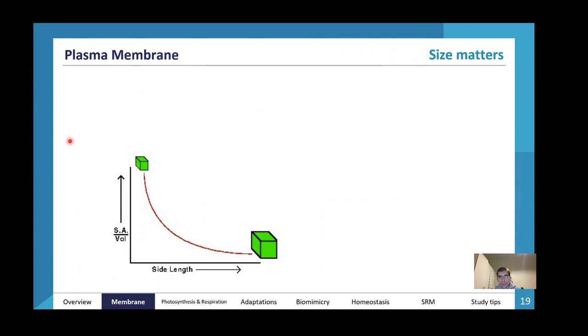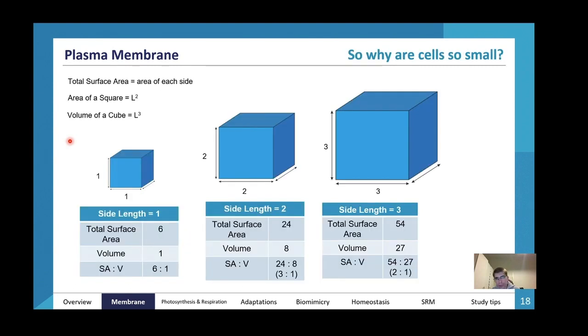Now, another thing that we need to cover before we move towards my favorite part is the surface area to volume ratio.